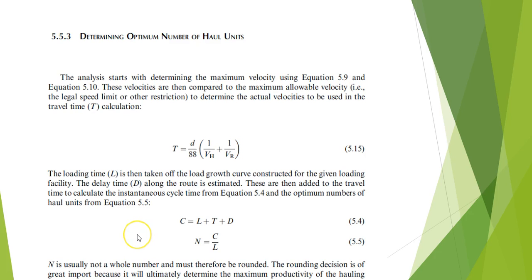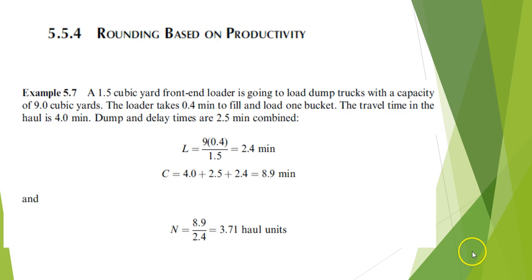Now, n isn't usually a whole number, and so you have to round it. And depending on which way you round it, it's actually going to affect your maximum productivity. And think about it. And we'll look at it here in this example, how it makes a difference in how you round your number. Okay.